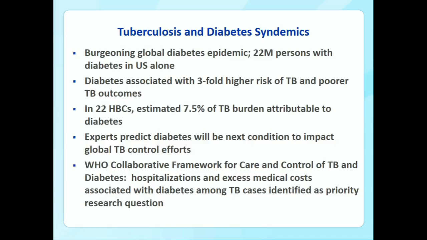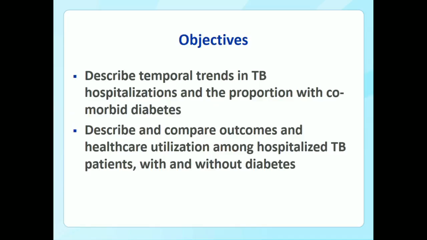The WHO Collaborative Framework for Care and Control of TB and Diabetes has identified determining hospitalization rates and excess medical costs associated with diabetes among TB patients as a priority research question. We had two objectives. One was to describe temporal trends in TB hospitalizations and in those with comorbid diabetes. And secondly, we sought to describe and compare outcomes and healthcare utilization among hospitalized TB patients with and without diabetes.